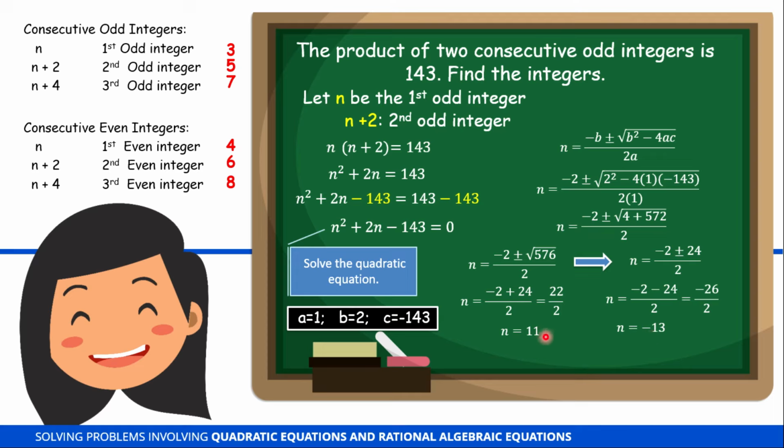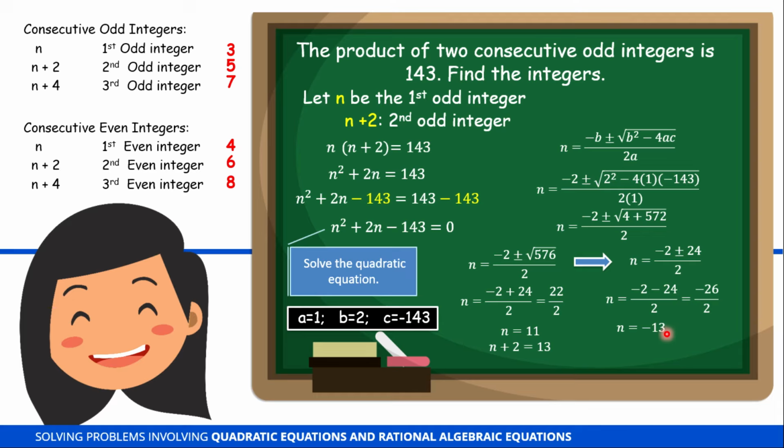Dito sa unang value ng n, i-check natin kung ito ay odd integer. Ang 11 ay isang odd integer. Ano ang kasunod na odd integer ng 11? Answer is 13. Because our second integer is represented by n plus 2, so that's 11 plus 2, that is equal to 13. How about here sa pangalawang value ng n?